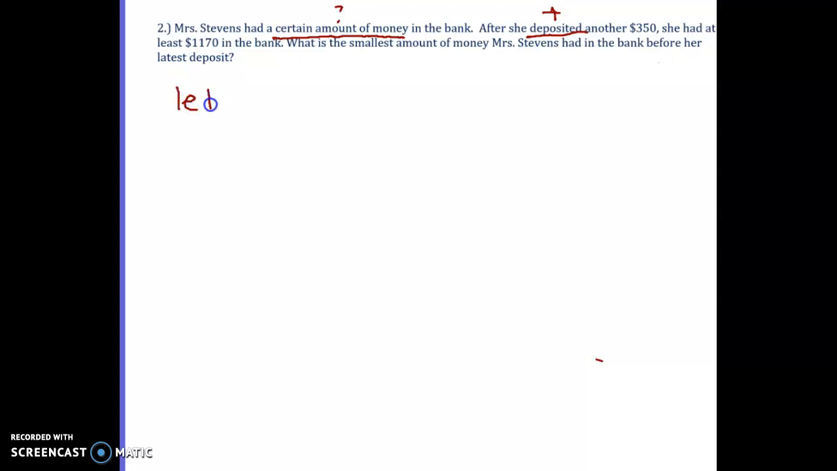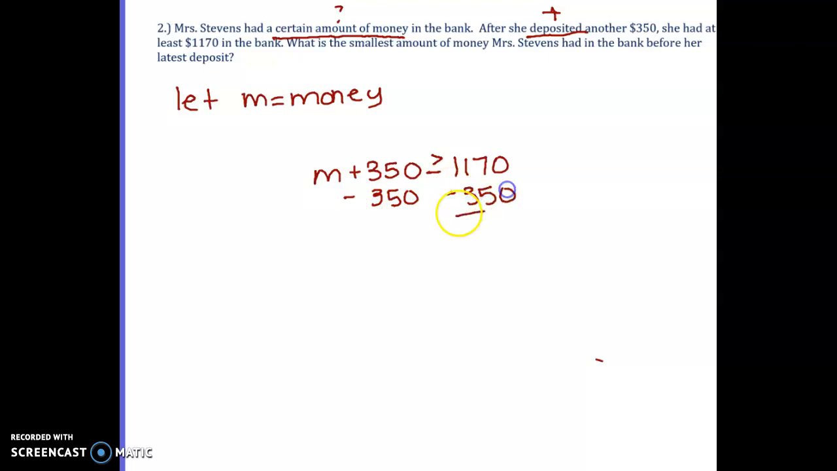So if we let M be equal to money, we're going to take the money and we're going to add $350 and we're going to get at least 1,170. So that would be greater than or equal to 1,170. Okay, so there's our inequality. And then we subtract 350 from both sides. Our money is going to be greater than or equal to 820. So the smallest amount would have to be $820.